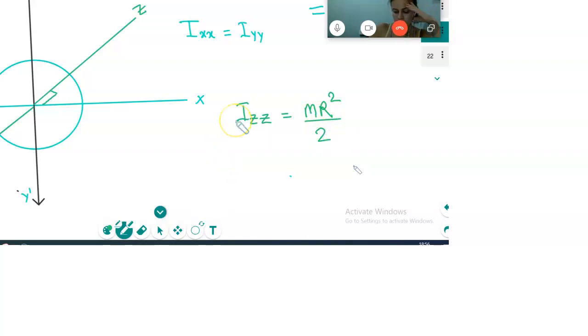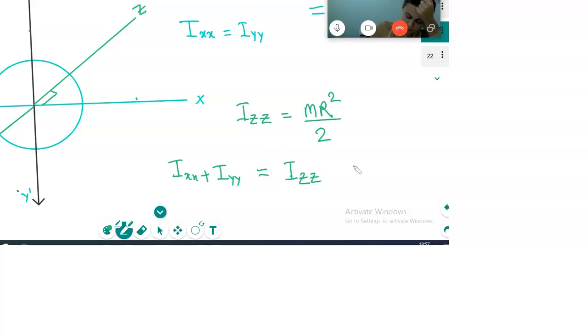Now the perpendicular axis theorem says if two axes are mutually perpendicular, then the sum of these moments of inertia, means Ixx plus Iyy, is equal to Izz.